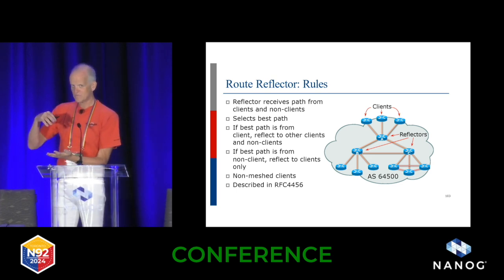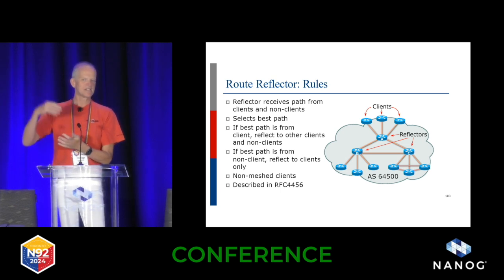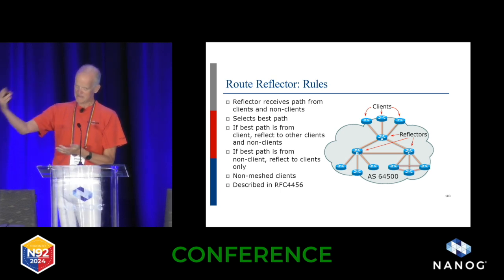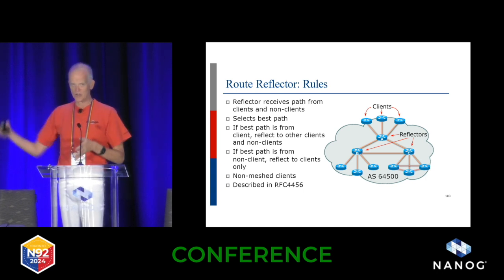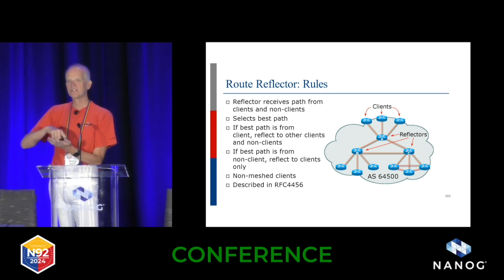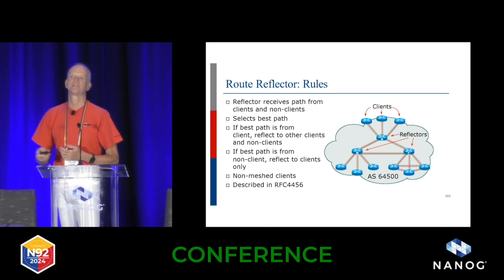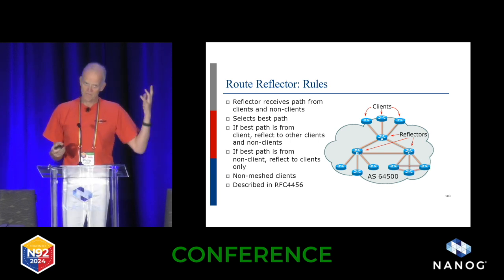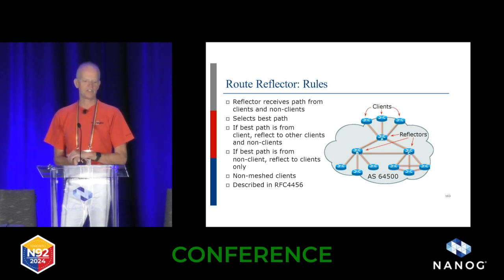So normal BGP speakers have normal BGP behavior with each other, but if a client of a route reflector sends a prefix to the reflector, it passes it on to other clients and normal speakers. Likewise, a route reflector will pass on prefixes to all the clients, but it won't pass on prefixes from one normal BGP speaker to another normal BGP speaker.